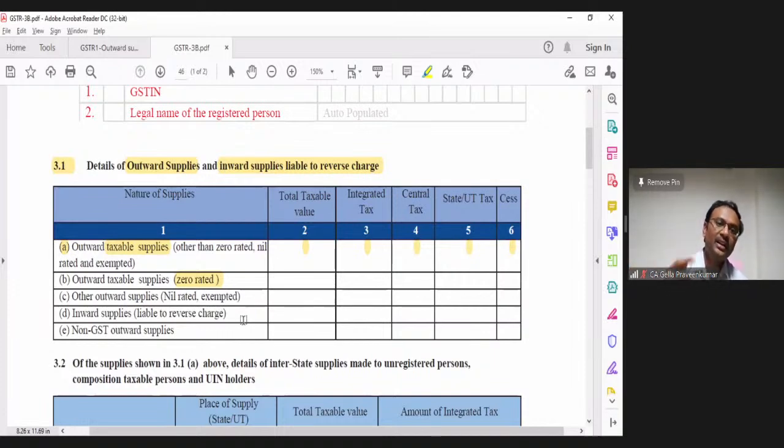Procedural lacuna. The law says show zero rated in 3.1b. By mistake, I've shown it in 3.1a. Then it goes for a toss. The law says whatever is zero rated, if it is SEZ or if it is exports, should be shown in my 3.1b. So what can I do? Can I reduce my 3.1a of next month and show it in my 3.1b of the second month?